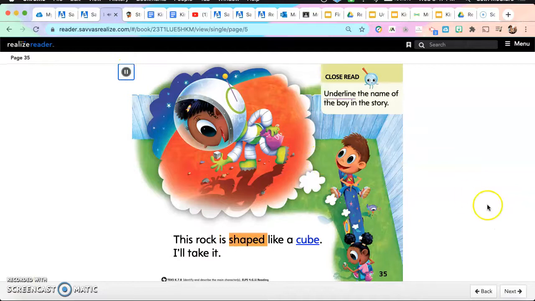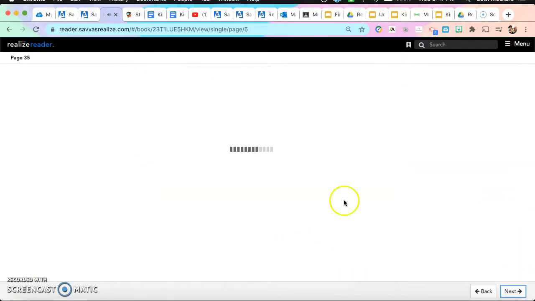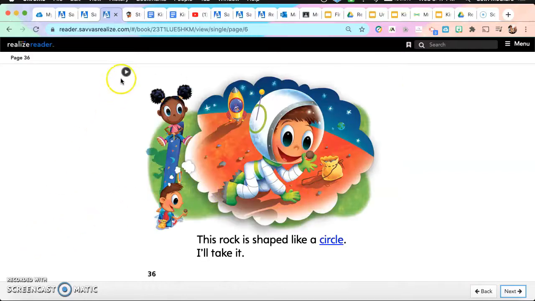This rock is shaped like a cube. I'll take it. This rock is shaped like a circle. I'll take it.